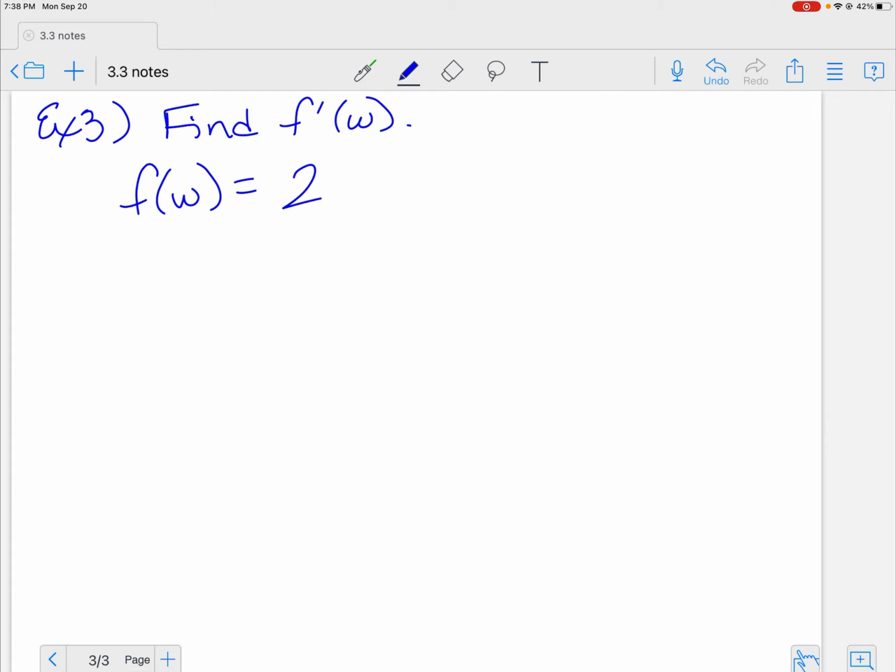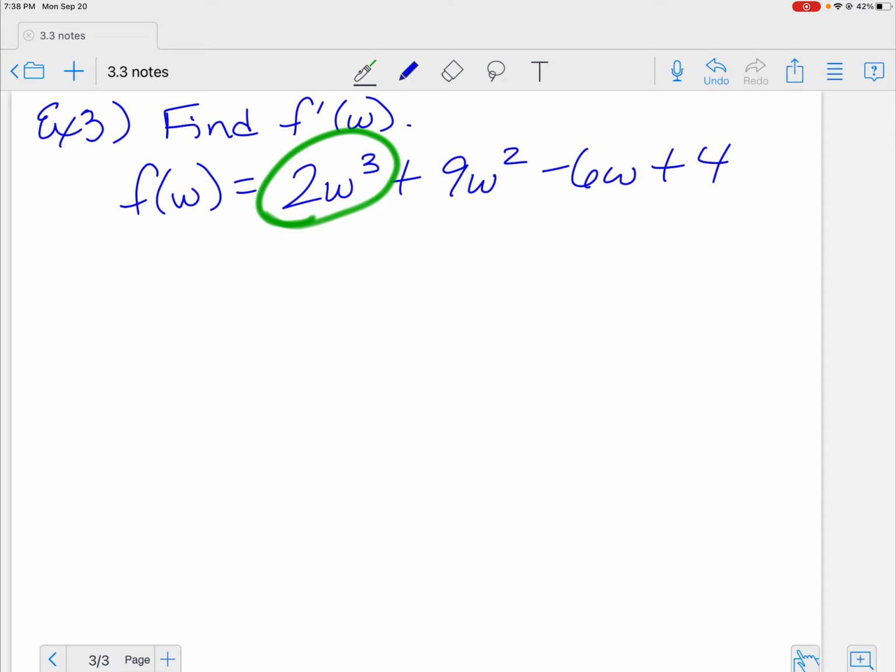So my original function is 2w cubed plus 9w squared minus 6w plus 4. Now here's the deal. And help me solve this. In the book right now, they're going to make you do a whole lot of extra work we're not going to do. Remember the sum and difference rule? We're going to take this derivative plus this derivative minus this derivative plus this. We're not going to go through and write a bunch of notation. Your goal is to be efficient with your math. So I'm not going to go in there. We're not going to do a bunch of crazy stuff.